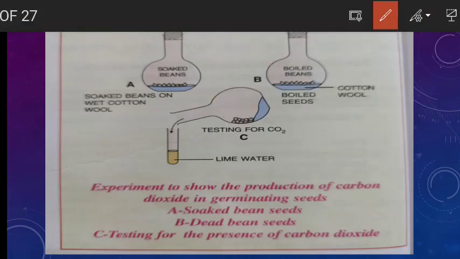This is very clear in the given figure also. Here you can see in A, soaked beans on wet cotton wool are kept, and in B, boiled seeds. Boiled seeds means dead seeds. When carbon dioxide gas passes through the lime water, the lime water turns milky, and that shows the presence of carbon dioxide gas. So now this chapter is over.